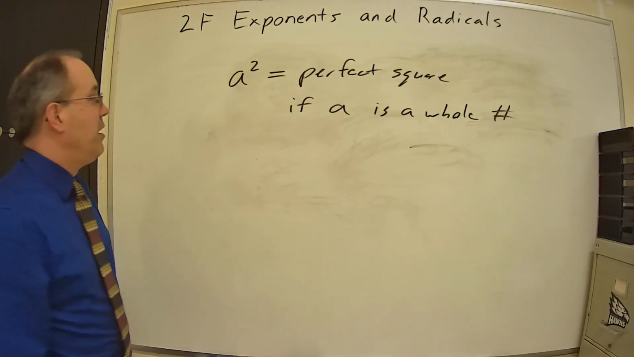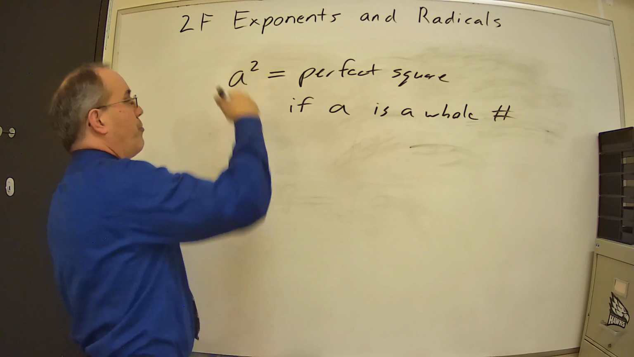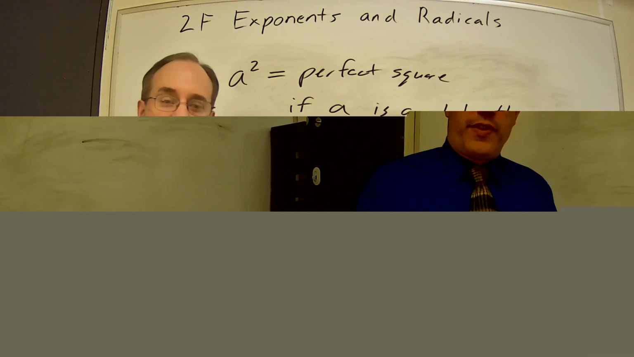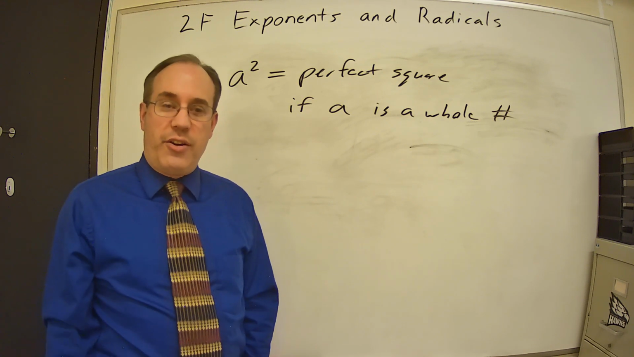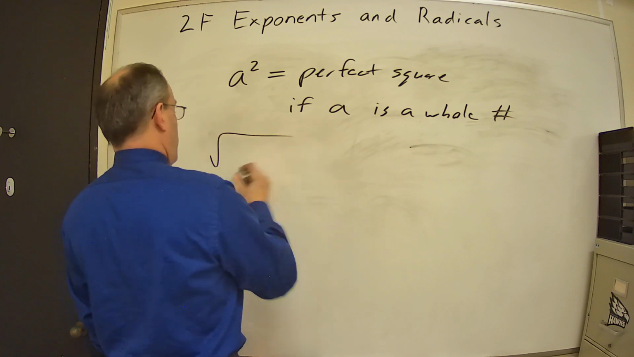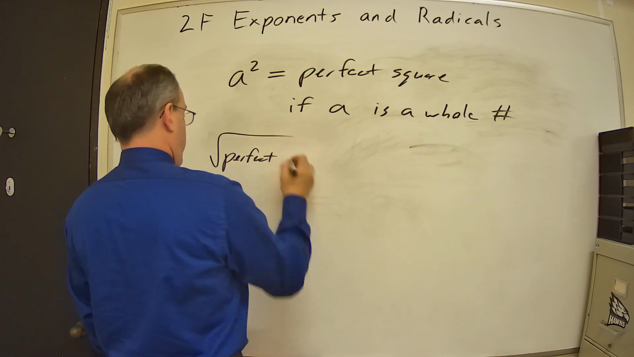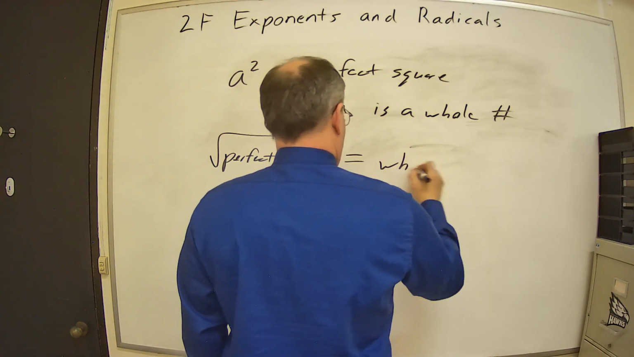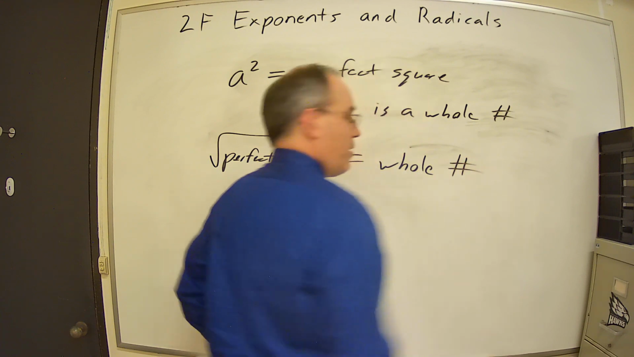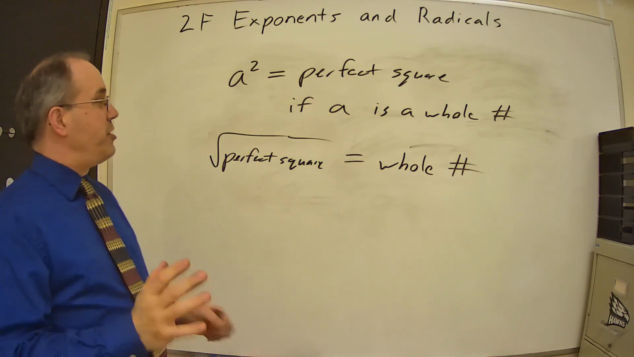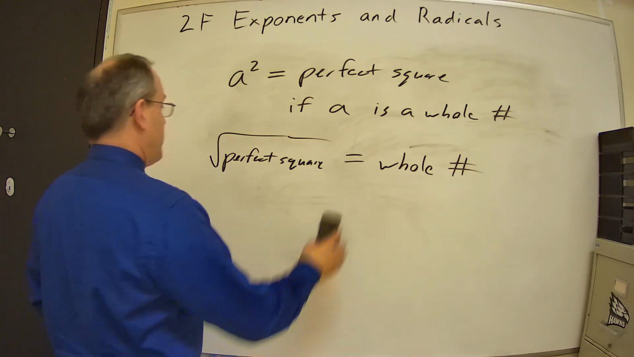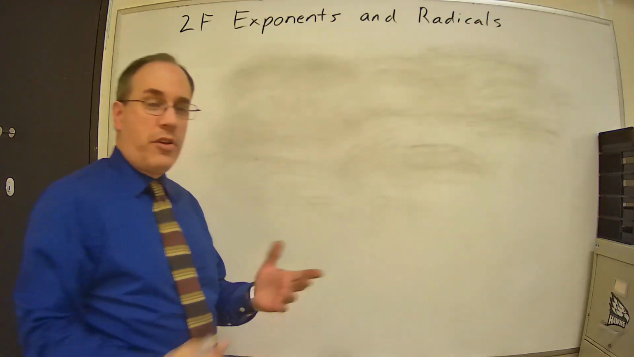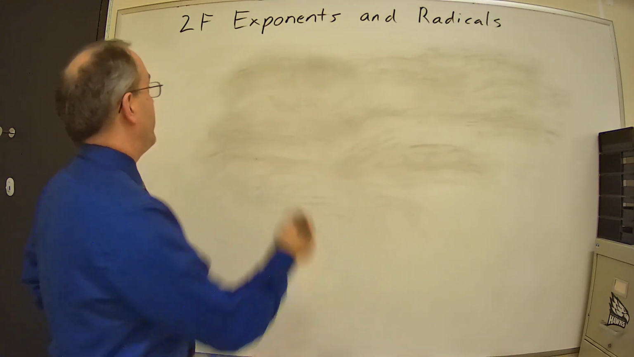So basically, if you take a whole number and square it, the result is a perfect square. If you have a perfect square and you take the square root of it, you're going to get a whole number. So the square root of a perfect square is a whole number. So that's where our multiplication tables are going to come in handy, because we can now take square roots of some numbers and go, whoa, I know right away what it is.